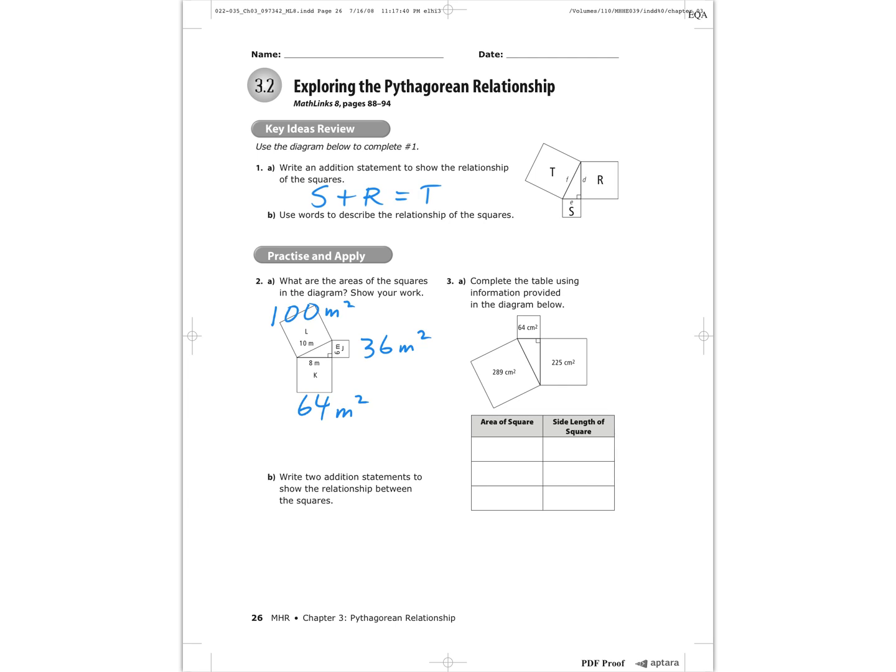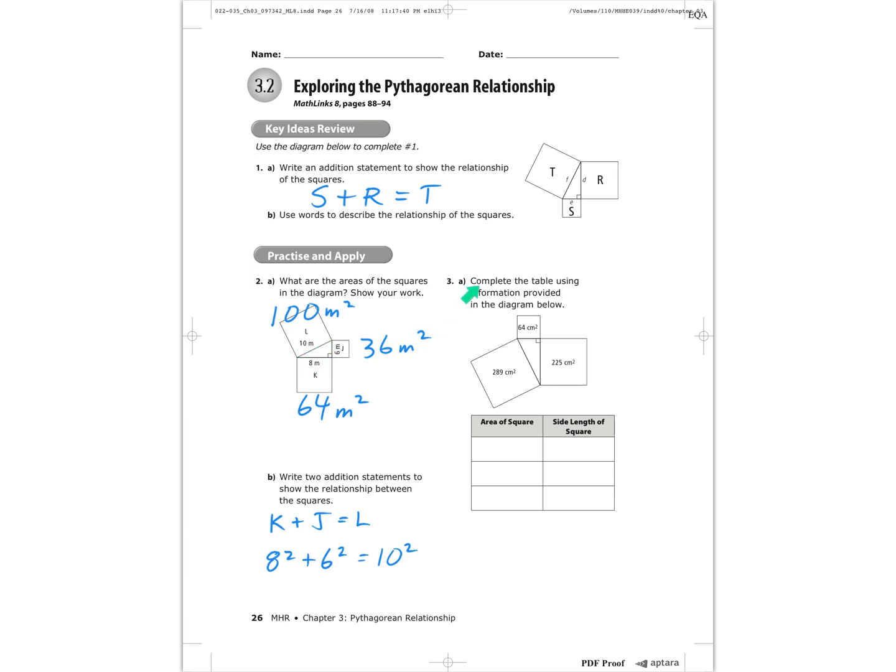B, write 2 addition statements to show the relationship between the squares. So just as in the first question at the top there, K plus J has to equal L. Also, if we look at the side lengths themselves, 8 squared plus 6 squared has to equal 10 squared. And you'll notice it does. Okay, if we look back up here, 64 plus 36 is 100. So because that happens, 64 plus 36 gives us this 100, and that's what it's labeled as, 10, 8, and 6. That means this is, in fact, a right triangle.